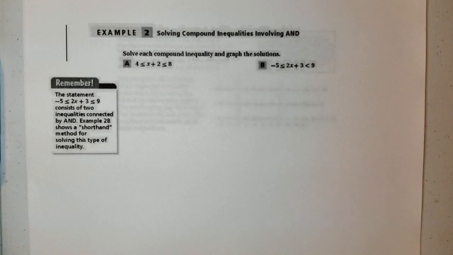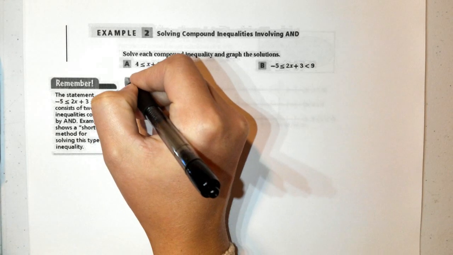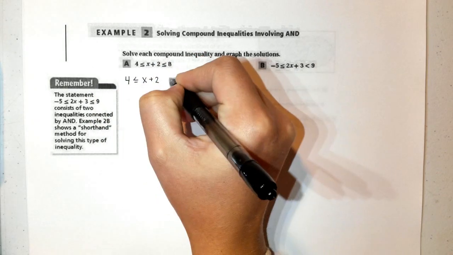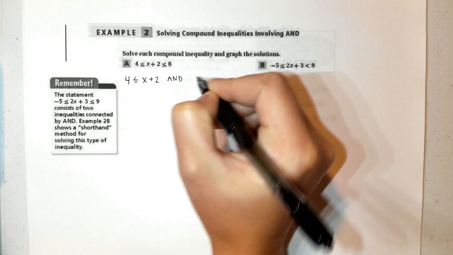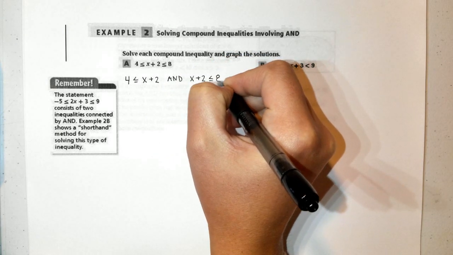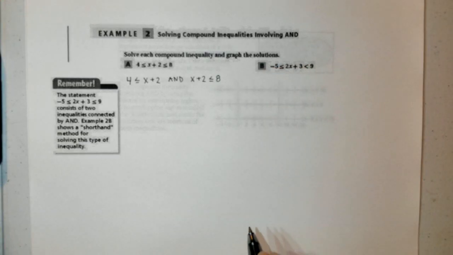So let's go ahead and look at example 2. We're going to solve inequalities involving "and". Okay? So we have 4 is less than or equal to x plus 2, which is less than or equal to 8. So when we do these, we're going to rewrite this as two separate inequalities. So 4 is less than or equal to x plus 2, and x plus 2 is less than or equal to 8. And then you're going to solve both those inequalities, and then that would be part of your solution set.